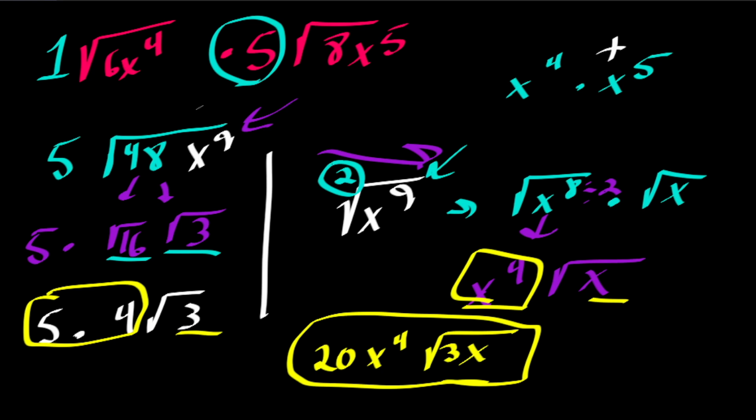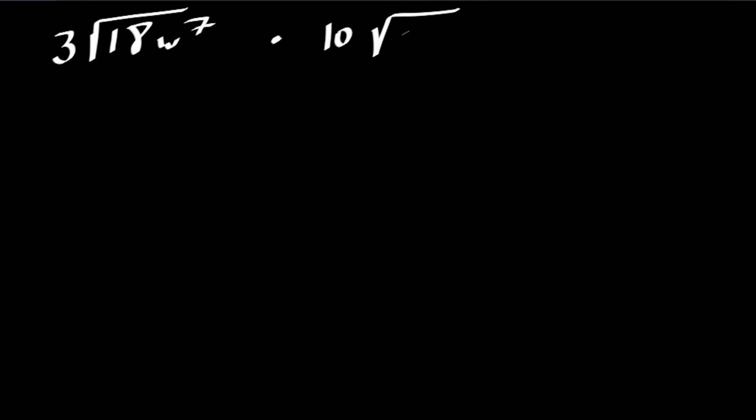Let's do, if I can find one. Let's see. Yeah, let's do this one. All right, so let's try one more with a variable. And I would give this one a shot, because if you can do this one, you're pretty good with most of these problems. So 3 times the square root of 18w to the 7th, times 10 square root 4w to the 9th. I think we can all read, so it's okay. All right, so give this one a shot. You could pause the video and do that.